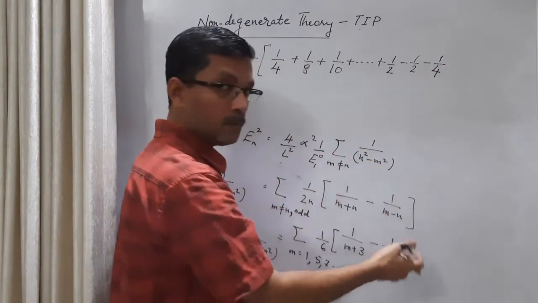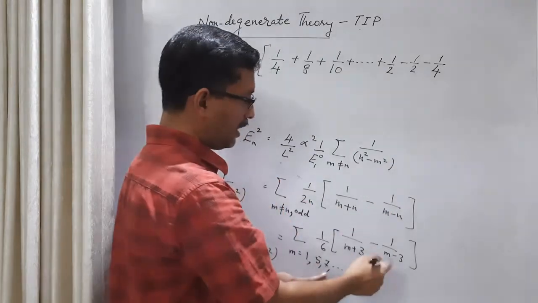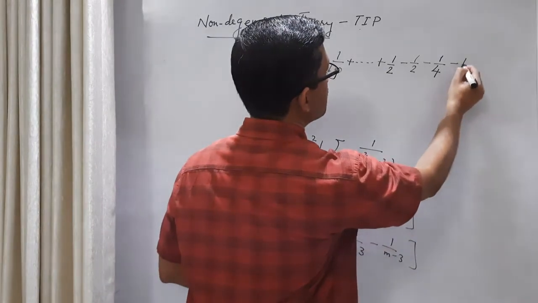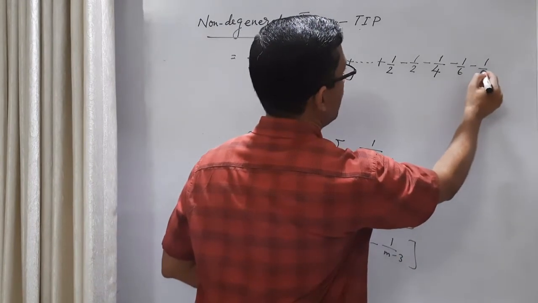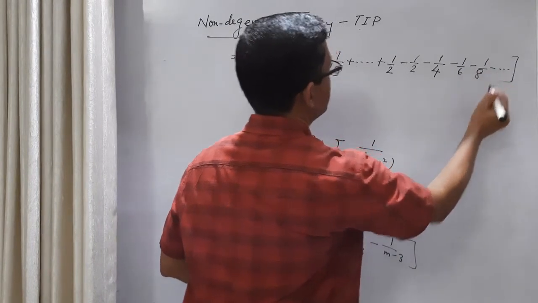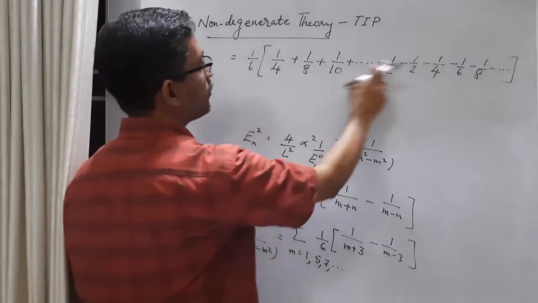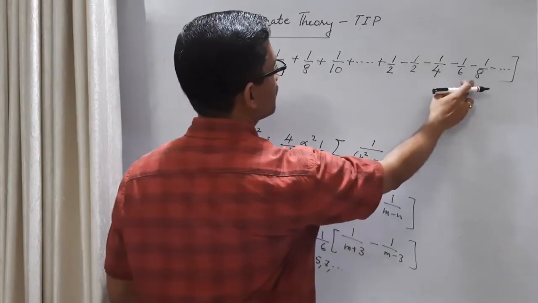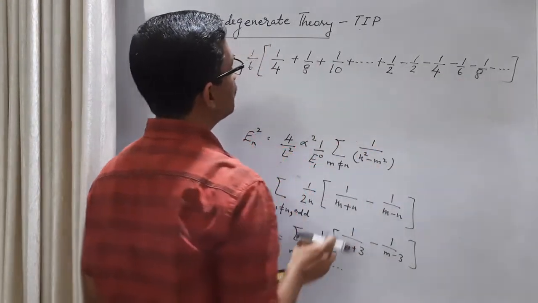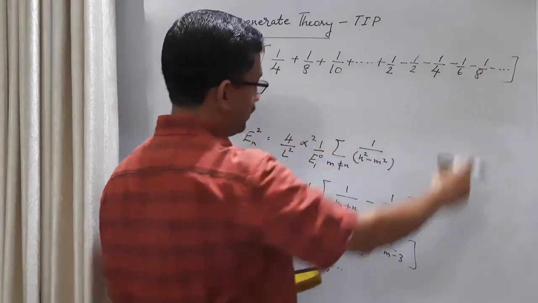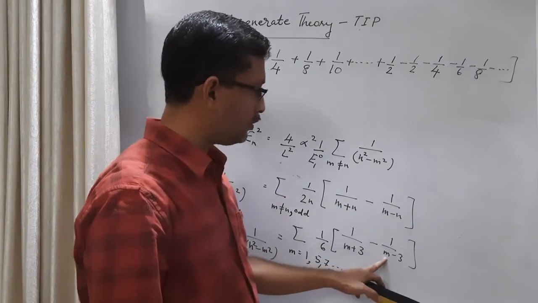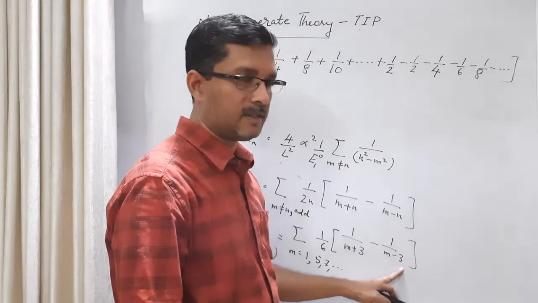Okay. Let us write a few more terms. Next will be 9. 9 minus 3 is 6. Next will be 11. 11 minus 3 is 8. Minus etc. You can see 1 by 4 is cancelled. 1 by 8 is cancelled. 1 by 2 is cancelled. You will have 1 by 10 also. For example, when you put 11, you have 11 minus 3, 1 by 8 has come.